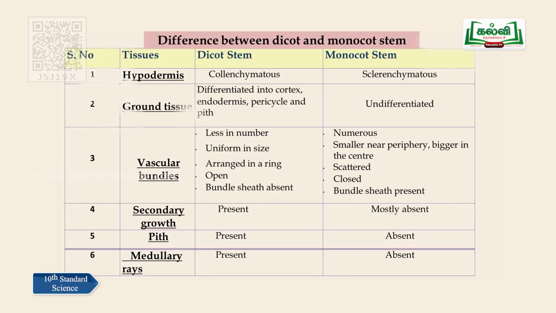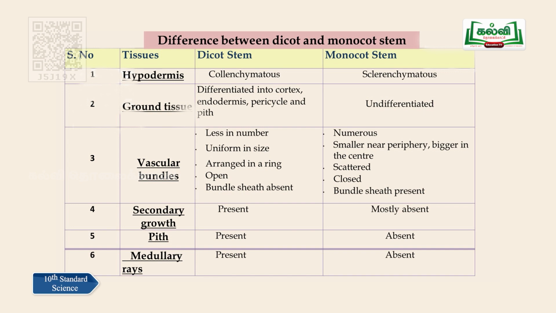We will try to see the difference between the dicot and the monocot stem. First, if you take the hypodermis, in dicot stem it is composed of collenchymatous cells, and in monocot stem it shows sclerenchyma cells. Next, the ground tissue in dicot stem is differentiated into cortex, endodermis, pericycle and pith. But in monocot stem we do not see any differentiation; it is undifferentiated.